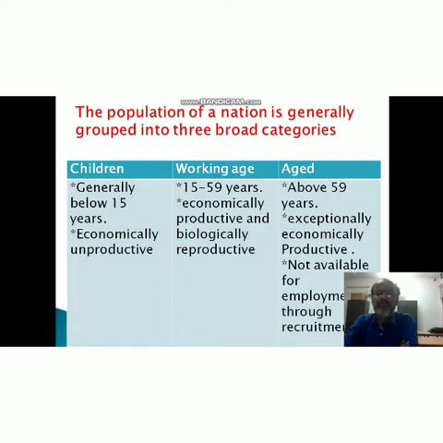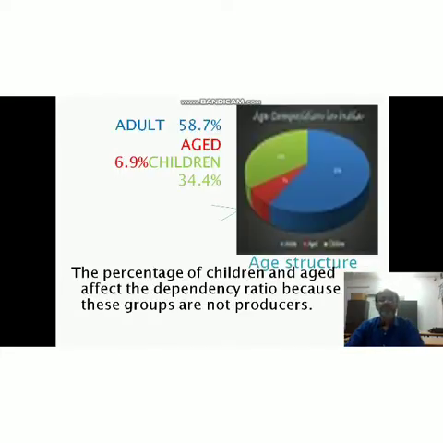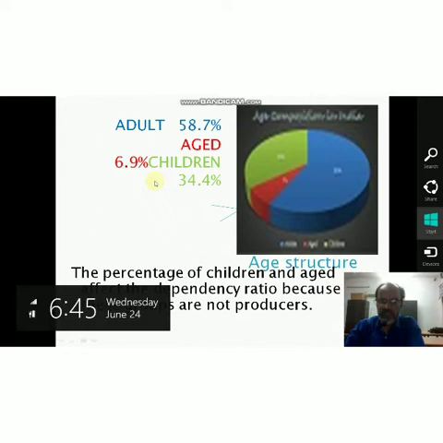And third one is the aged population, the age group above 59 years, exceptionally economically productive. Sometimes they are productive, but in most cases we will see that above 59 years they are not productive. They are not available for employment through recruitment. In this diagram, the blue color shows the adults at 58.7%, aged are near about 7% and children are approximately 35%.